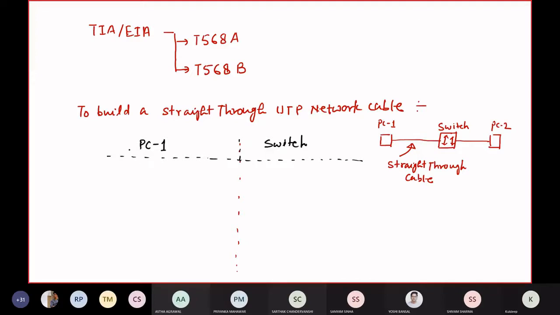Here on PC1 you will find an Ethernet port, and in that Ethernet port you will find 8 pins. So I am writing pin 1, and now 2, 3, 4, 5, 6, 7 and 8.